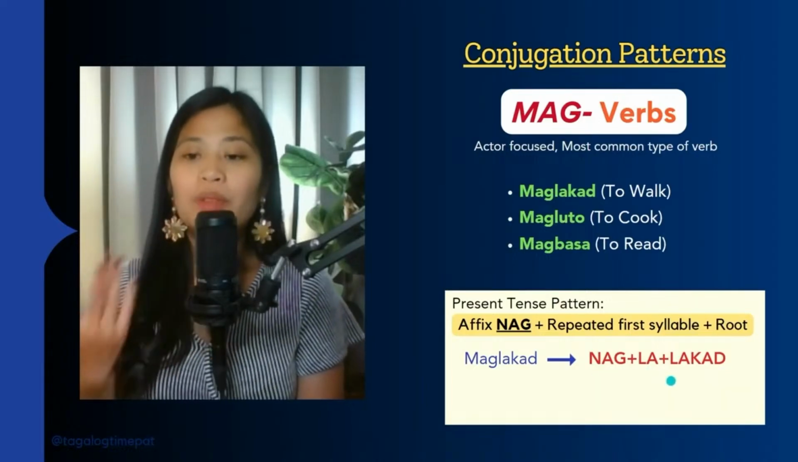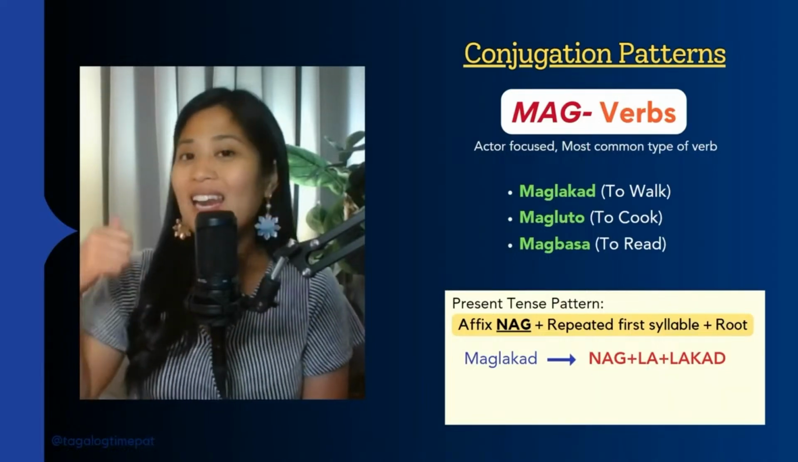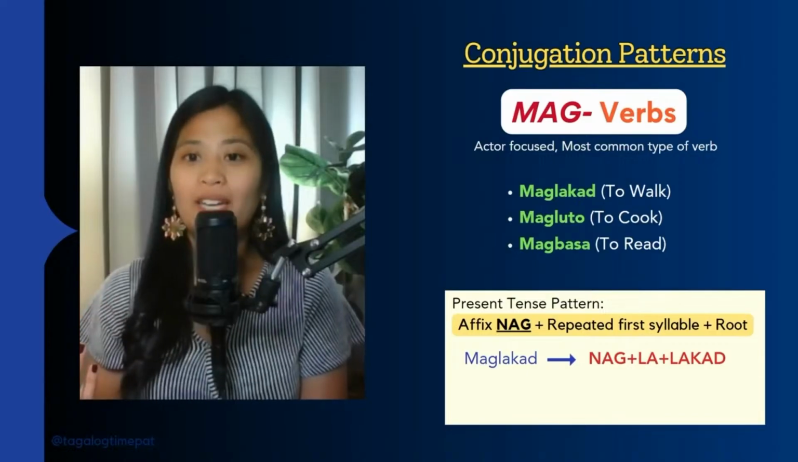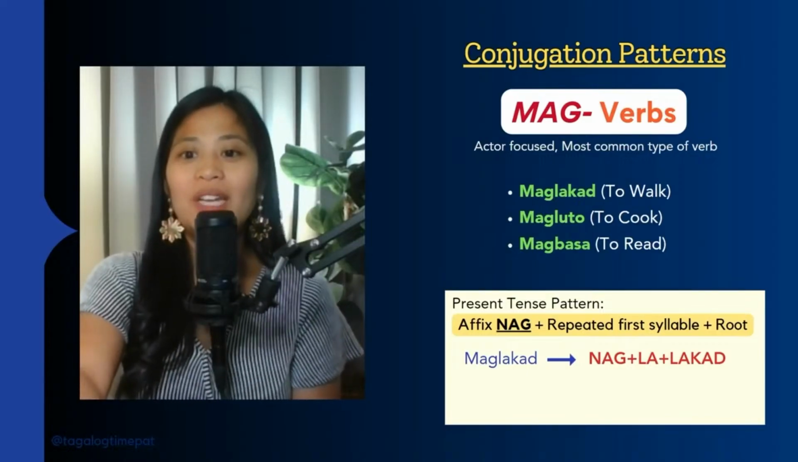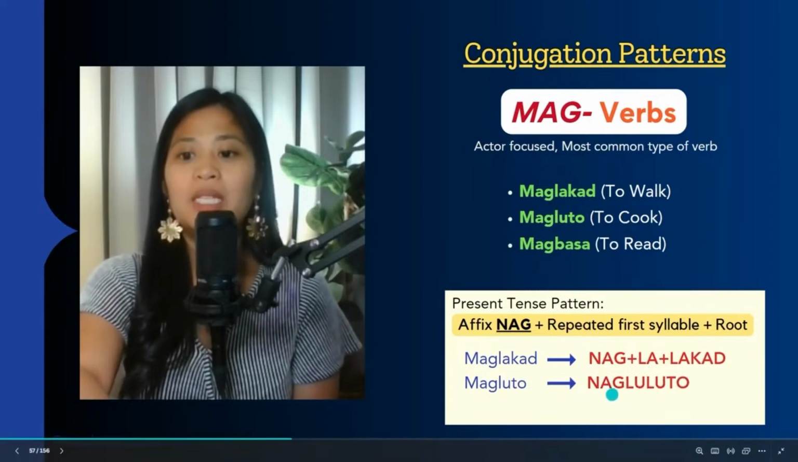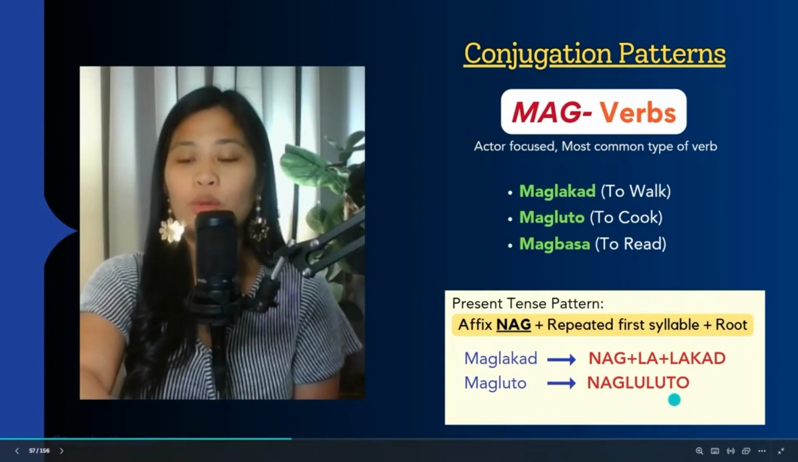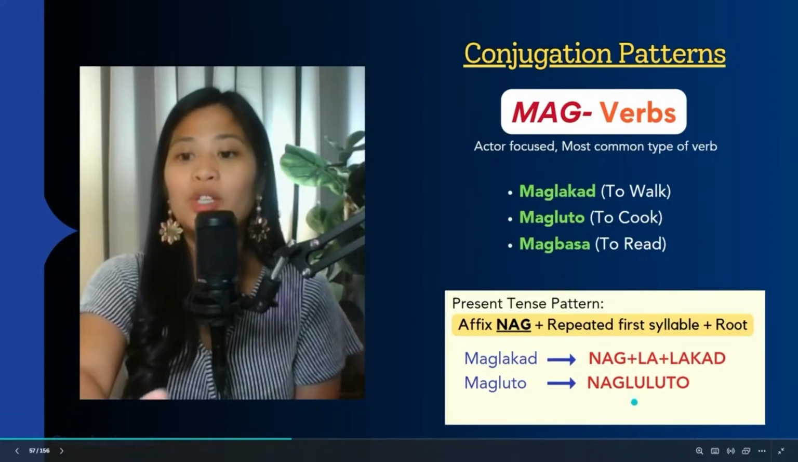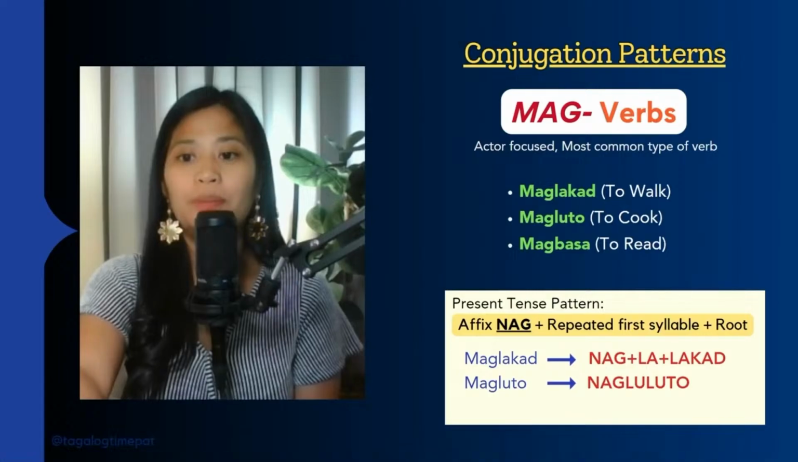Naglalakad ako, I am walking. Naglalakad sila, they are walking. Alrighty, let's take a look at magluto, to cook. In the present tense, it becomes nagluluto. Here's the affix nag, then there's the repeated first syllable, and then the root. Nagluluto sila, they are cooking.